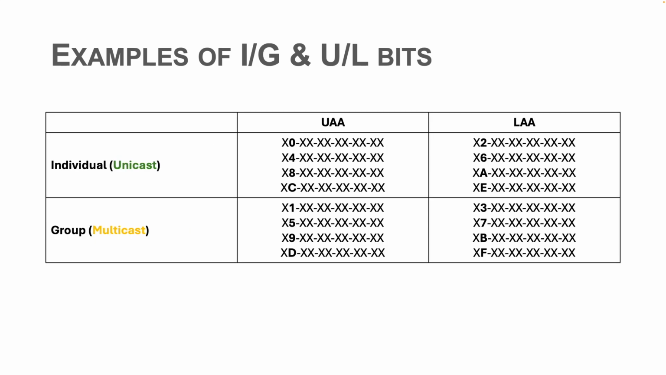To wrap up, let's summarize the IGB and UL bits in a handy table. On the left, we have whether the address is individually assigned, unicast, or group address, multicast. On the top, we have whether the address is universally or locally administered. This gives us a predictable pattern in the first byte, and you can immediately tell the type of address and whether it's universal or local. This is a quick way to decode a MAC address without checking the entire value.